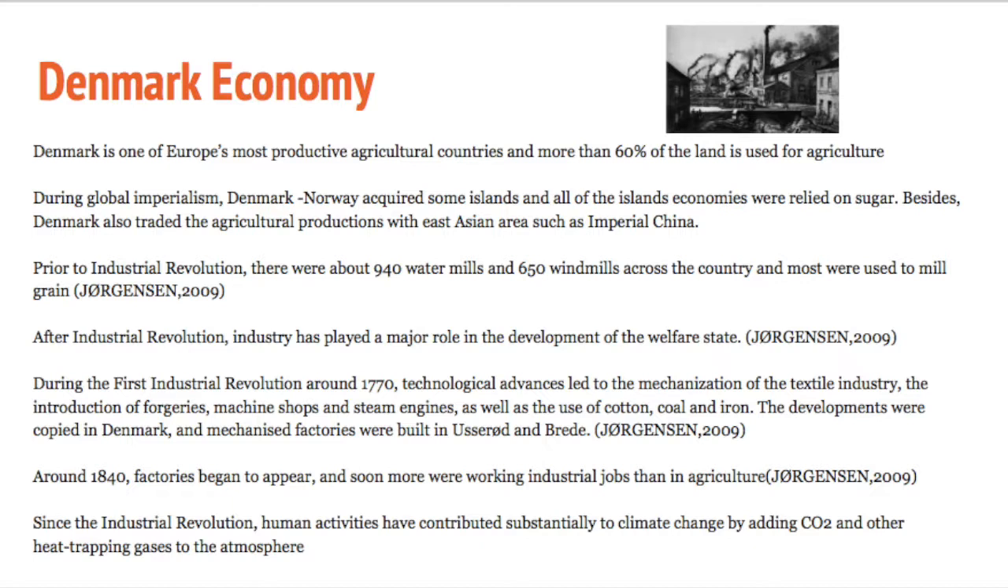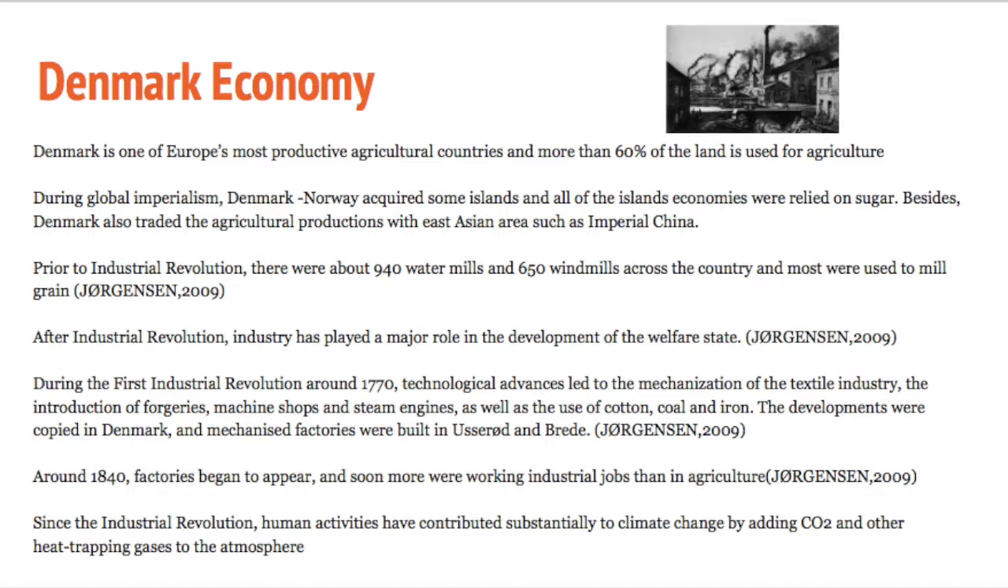Prior to the Industrial Revolution, there were about 950 watermills and 650 windmills across the country, and most were used to mill grain. After the Industrial Revolution, industry has played a major role in the development of the welfare state.